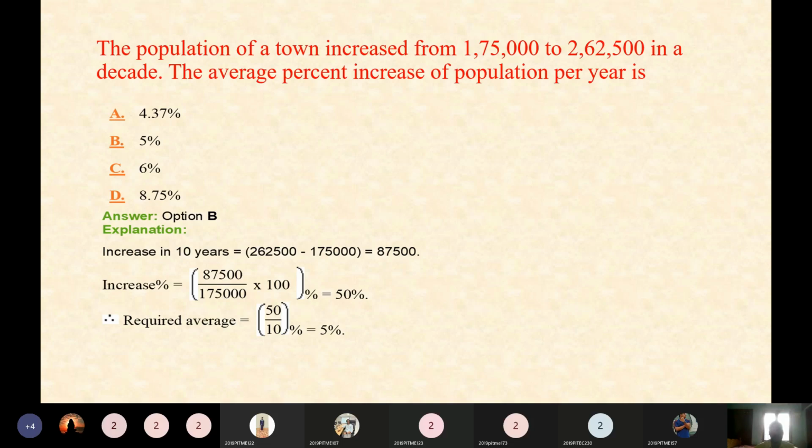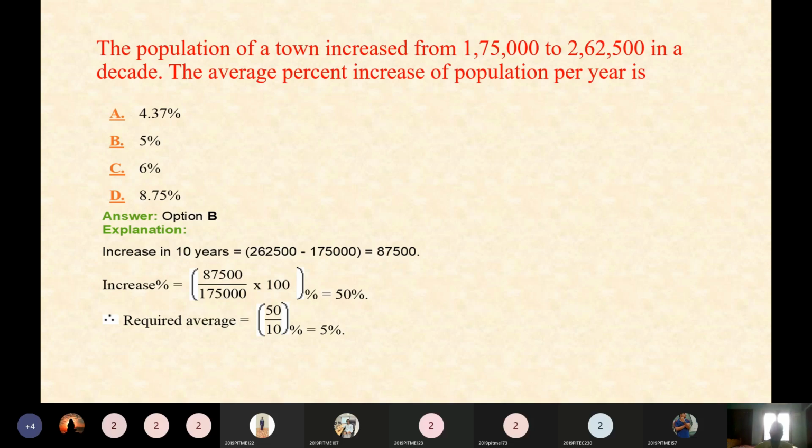How do you know that? Take the increased population in the last 10 years, 2,62,500, minus the population before 10 years, 1,75,000. If you subtract 1,75,000 from 2,62,500, you get 87,500. So the population increased in the last 10 years by 87,500.